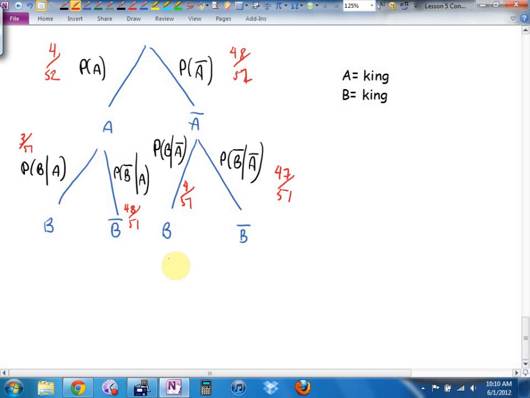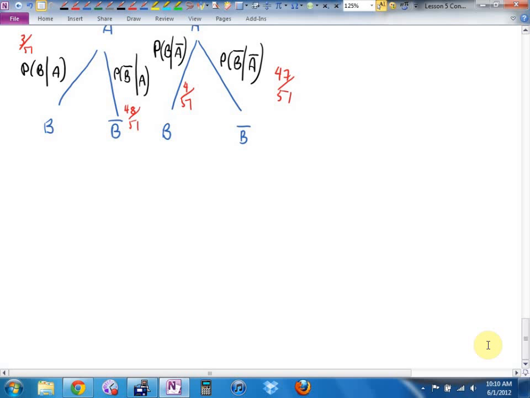Here's what we're going to ask. Instead of going down the tree, today we're going to go up the tree. Today what I'm going to do is give you this part of the tree and say, all right, suppose you know the second card is a king. And that's all you know. What are the odds that the first one was a king? We're going backwards up the tree. We call that conditional probability. Given that the second card is a king, what's the first card?